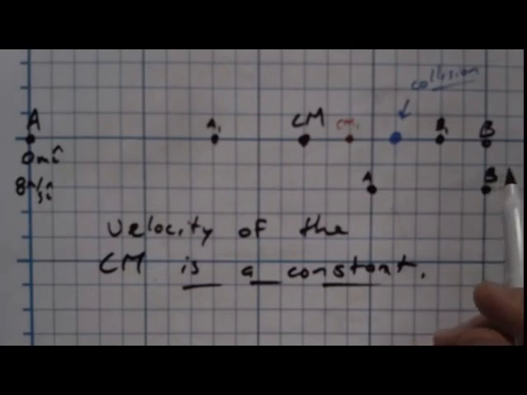So in the next video, I will follow up and we'll talk some more about why the velocity of the center of mass is a constant, and then we'll use that to greatly simplify the way that we solve for what's going to happen in collisions.